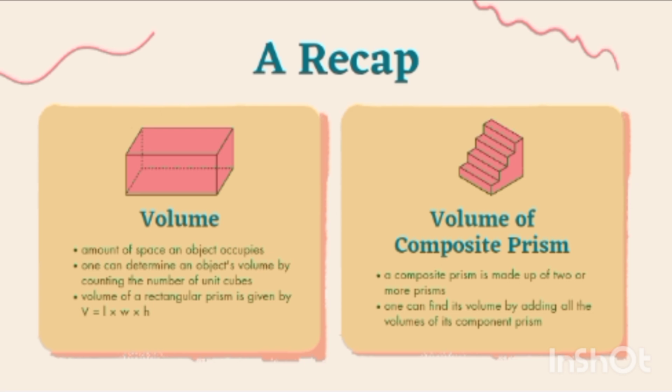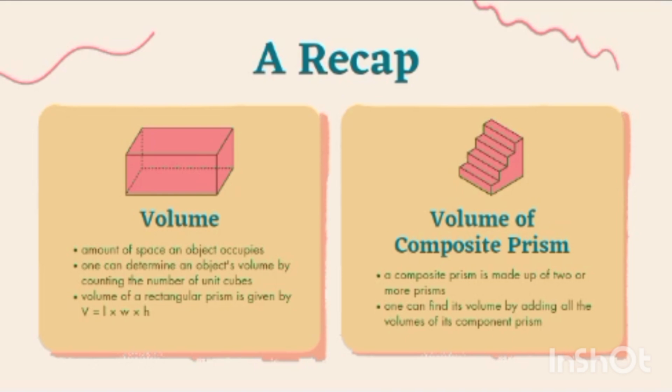Okay. Now we get to our last. A recap. Volume: the amount of space an object occupies. One can determine an object's volume by counting the number of unit cubes. The volume of a rectangular prism is given by length into breadth into height. You need to remember these points.